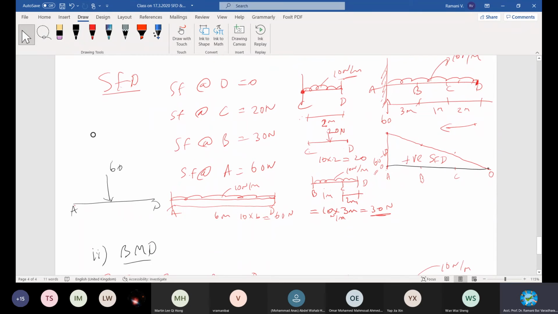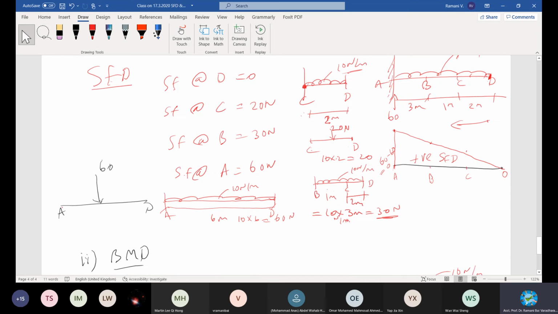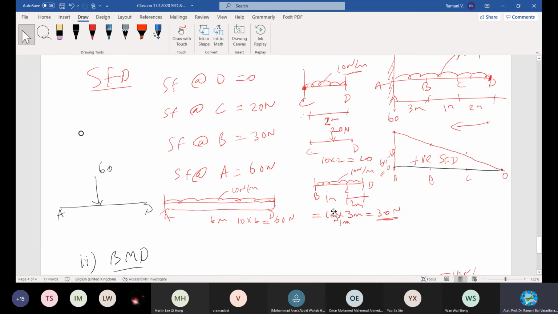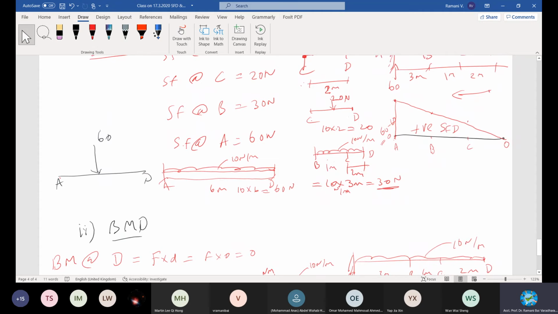And then coming to B, right? This portion, I again separately take this one. CD, B, 1 meter, and this is 2 meters, right? Between B and C is 1 meter. Between C and D is 2 meters. So you calculate all together because it's the same load acting. So just multiply the load times the distance, you get 30 newtons. So the center portion of the BD will be acted upon by 30 newtons, followed by A.